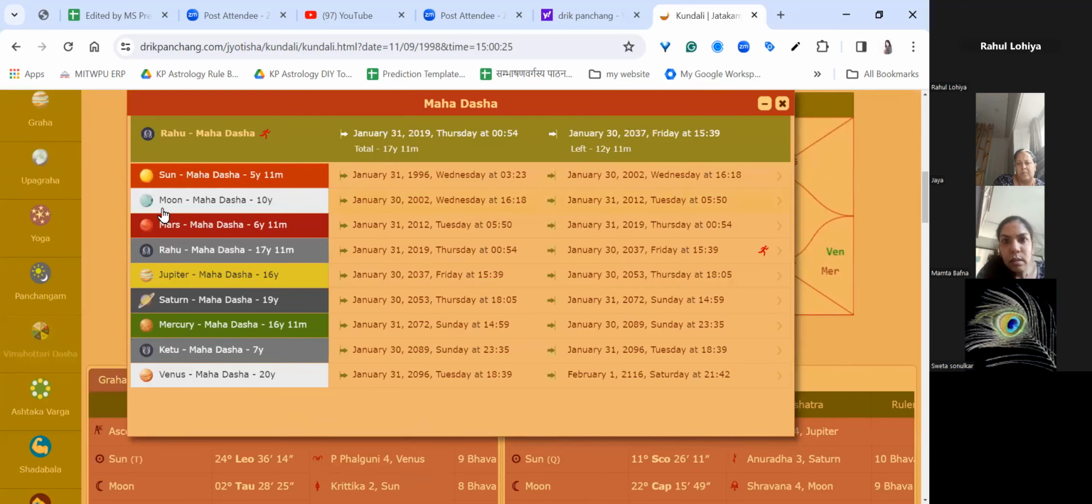Sun, then Moon, Mars, Rahu, Jupiter, Saturn, Mercury, Ketu, Venus. This you have to memorize, with the positions by number. If I ask which comes in the 3rd position of Vimshottari Dasha, you should say Mars. First always is Sun, then Moon, then Mars, then Rahu, Jupiter, Saturn, Mercury, Ketu, Venus.